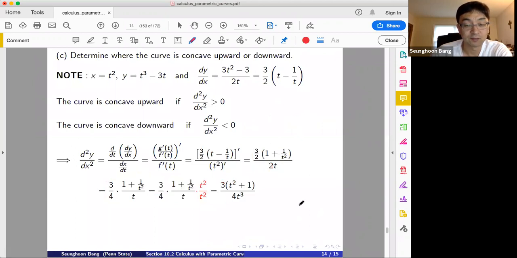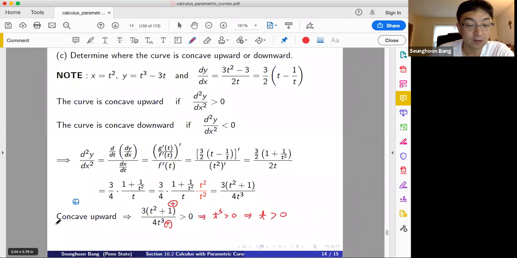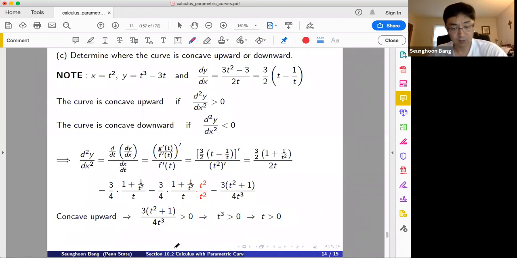So we have it. The next: concave up or down. How can we check? For concave upward, the second derivative is positive. So what happens? The t squared is positive or equal to 0, and the top one, plus 1, is always positive. So the whole thing is positive depending on the bottom one. The bottom one is also positive, so t cubed is positive, and automatically t is positive. We have concave up. Concave up is like this.